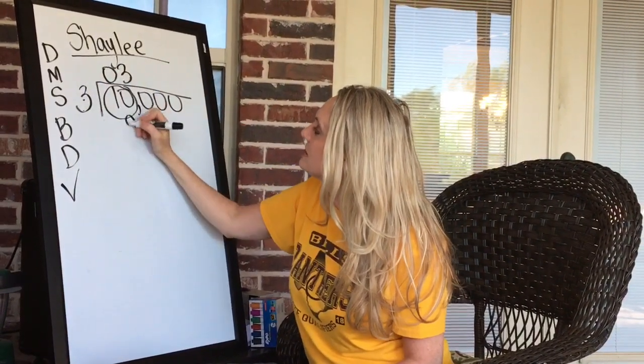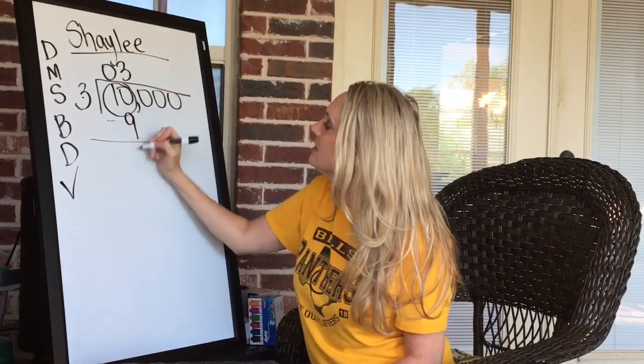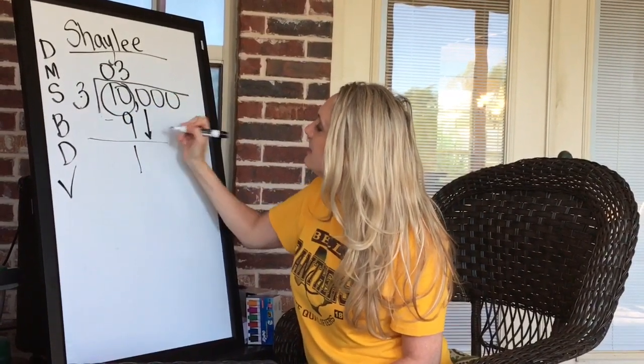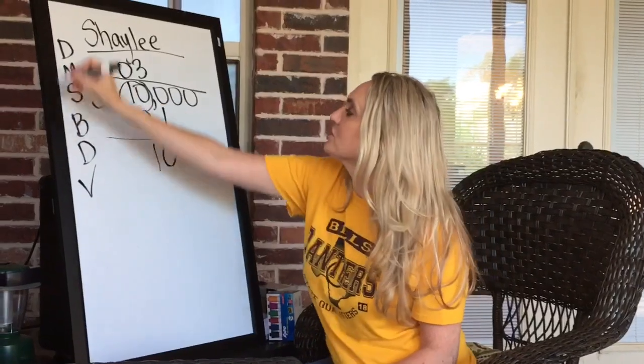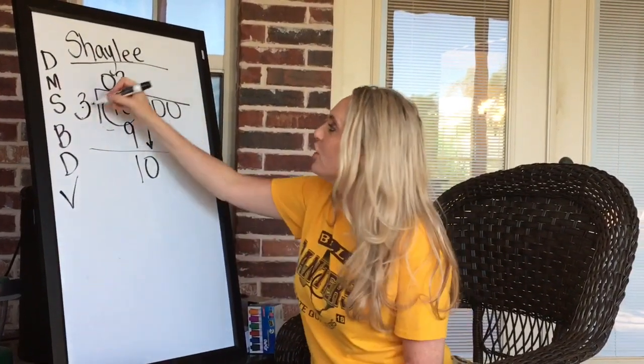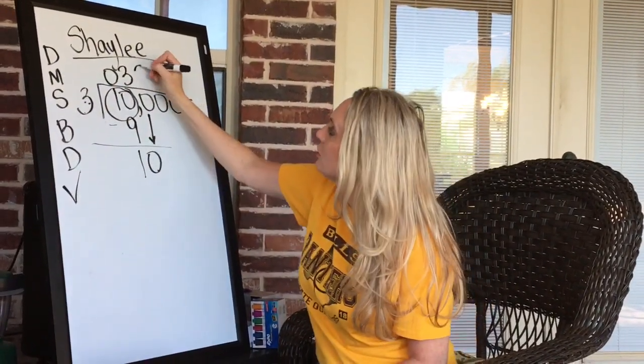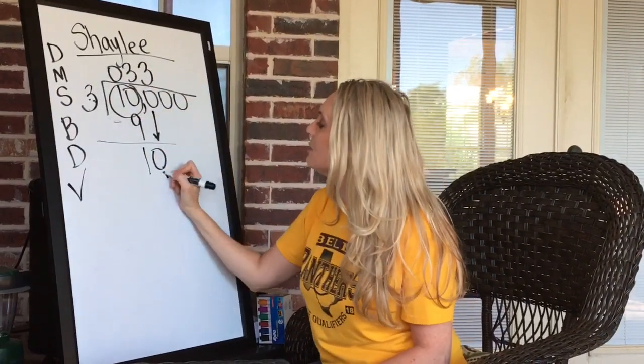3 times 3 is 9. You multiply, subtract, and then bring down. Then start the process over again. 3 can go into 10 3 times. 3 times 3 is 9.